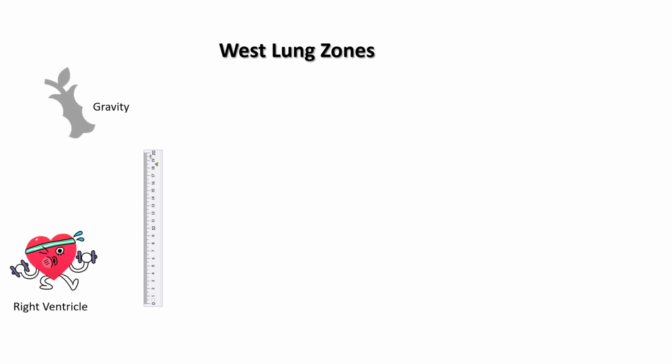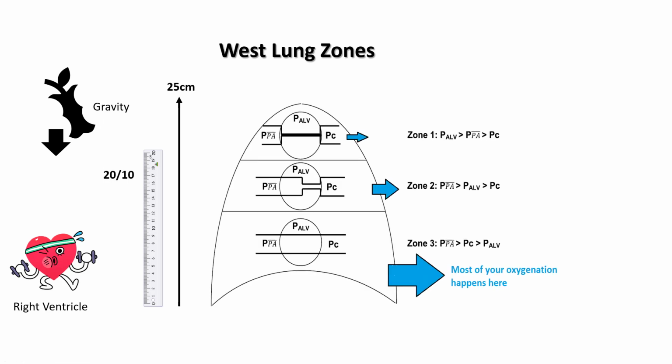So we have a right ventricle which unfortunately cannot generate a lot of pressure, and it has to generate pressure against the water column of around 25 centimeters. That is the height of the lung. The PA pressures are around 20 by 10. That's your systolic and diastolic pressures. So there are areas on the top of the lungs which would unfortunately not be perfused. The middle part of the lungs, which we call zone 2, would get perfusion only during systole but not during diastole. And the bases of the lungs are the areas which get perfusion both during systole and diastole.